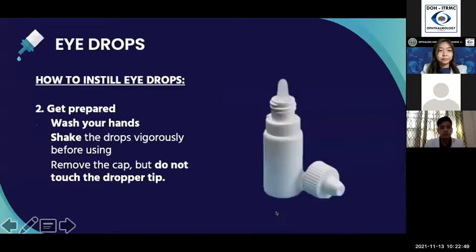Next one is to get prepared. Always wash your hands before handling your eye drops or touching your eyes. Shake the drops vigorously before using them. Remove the cap from the eye drop medication, but do not touch the dropper tip. If you do, the dropper could pick up bacteria from your fingers and contaminate the bottle medication.